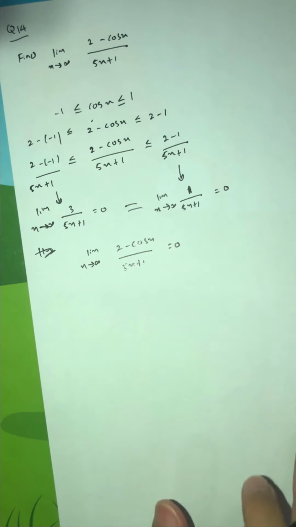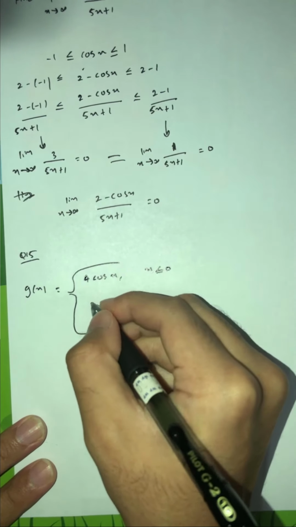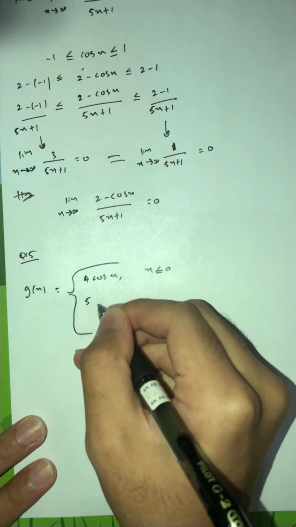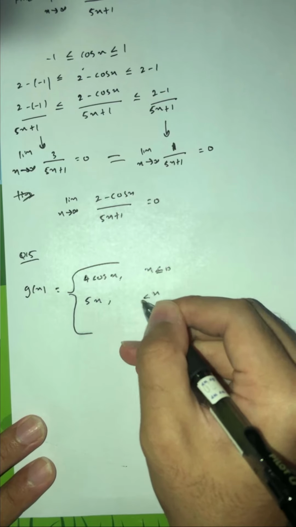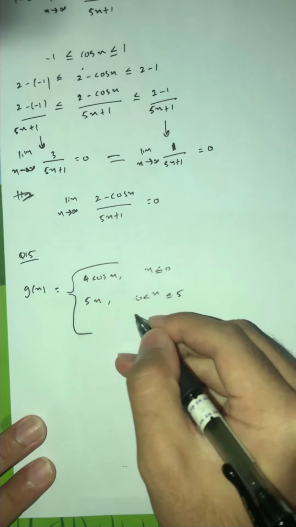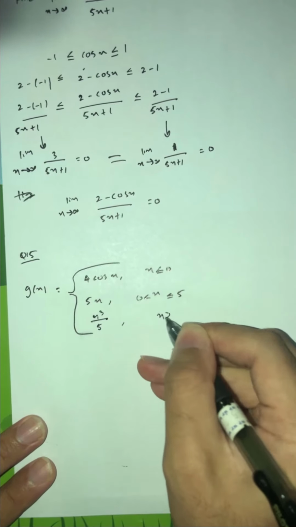Now let's proceed with question 15. Question 15 asks us to compute a limit, but the function is given in conditional terms as well, where the value of x is different. This is pretty much similar to what we've done, except that you need to know which function you should use. We have 4 cos x at x less than or equal to 0, 5x when x is more than 0 and less than or equal to 5, and x to the power of 3 over 5 when x is more than 2.